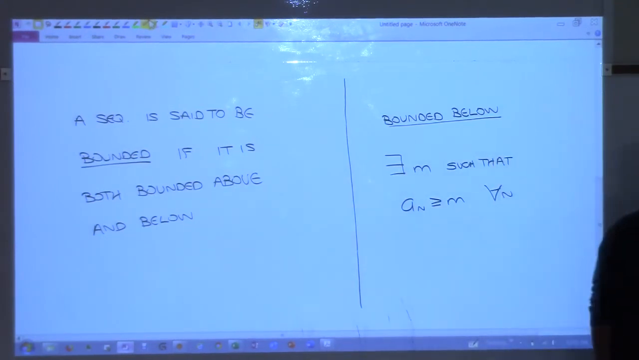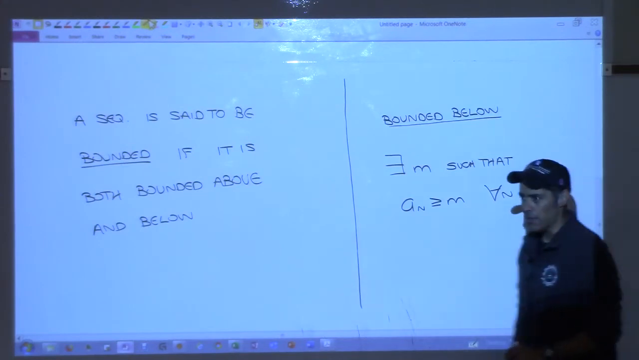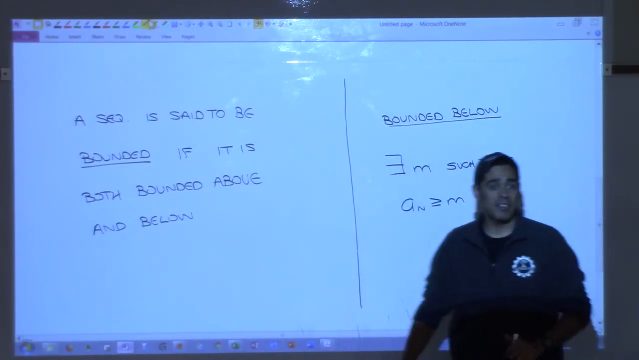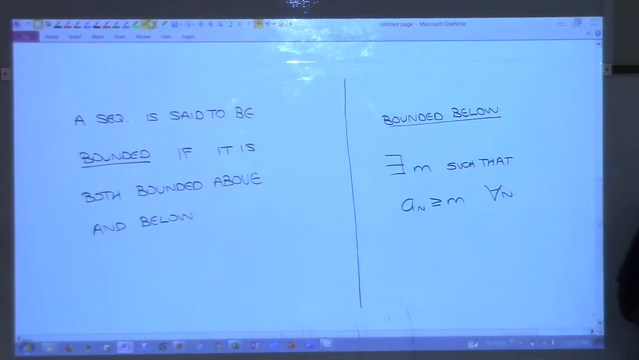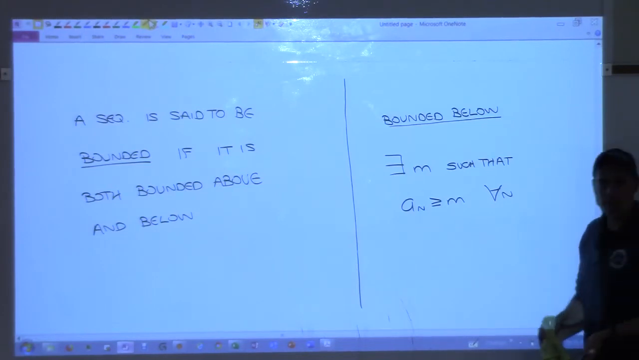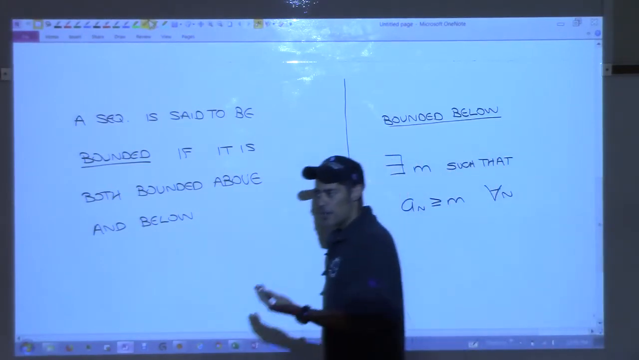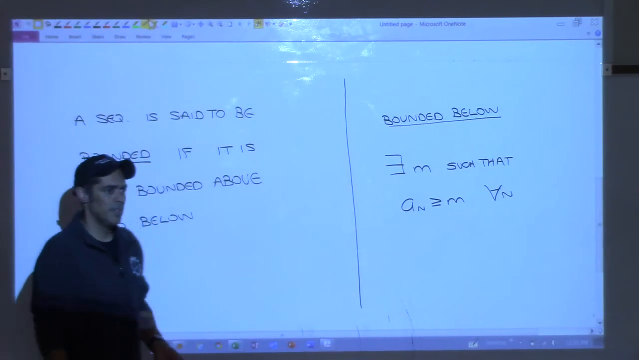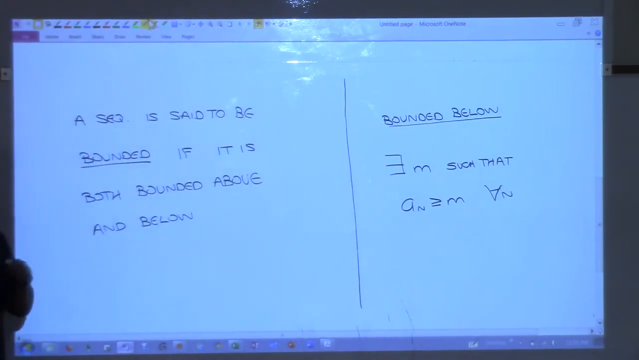That means you have a ceiling and a floor. If you have both a ceiling and a floor, then you are bounded. If you have a ceiling and you don't have a floor, you can just say you're bounded above. If you have a floor but you don't have a ceiling, then you can just say you're bounded below. But to say you're bounded is a very strong condition. It's giving you a top and a bottom restriction.